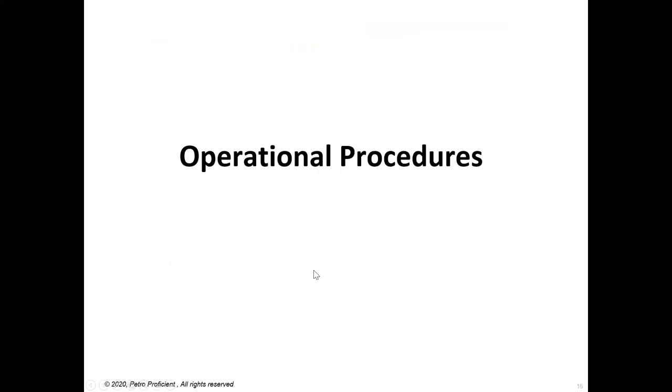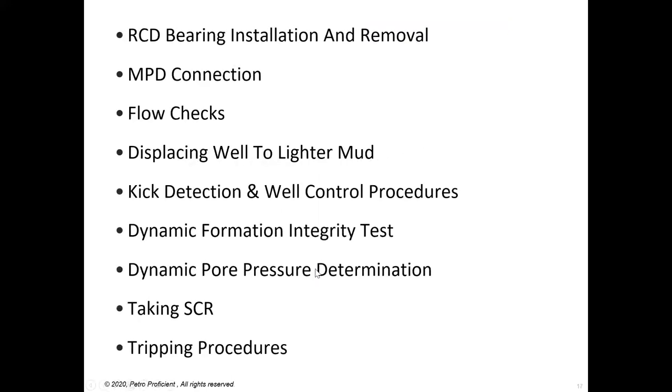What we also have is operational procedures. So: RCD bearing assembly installation and removal, MPD connections, flow check, displacing the well to lighter fluid, kick detection and well control procedures, dynamic formation integrity test, dynamic pore pressure test, taking flow circulation rates, and tripping procedures. I have listed just the main procedures. There are a lot more than this when you actually go out to do an MPD job. But these are some of the main procedures that we will discuss here quickly.